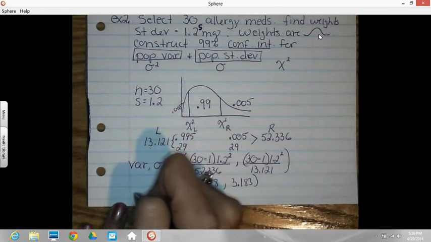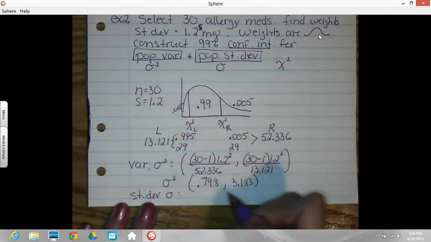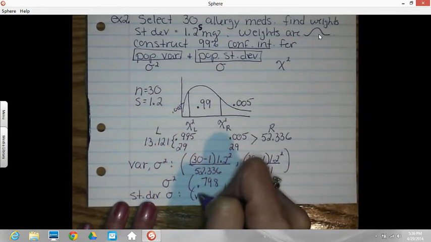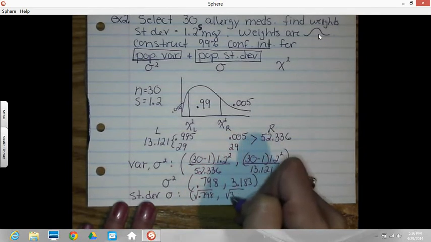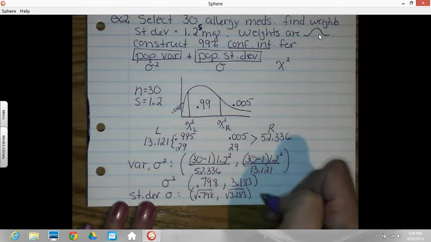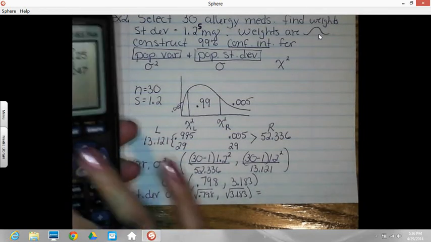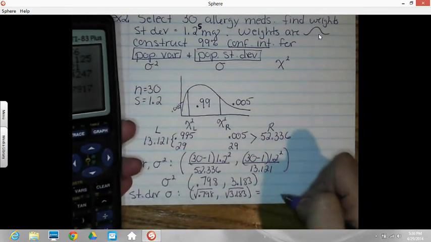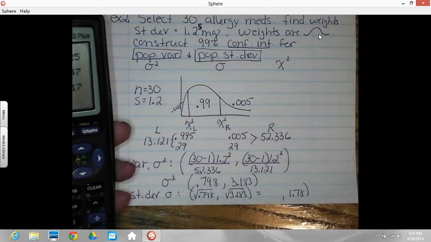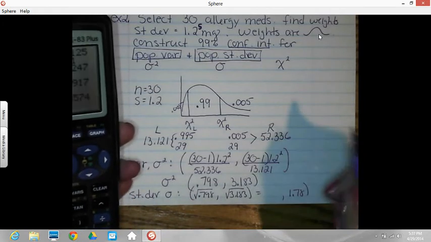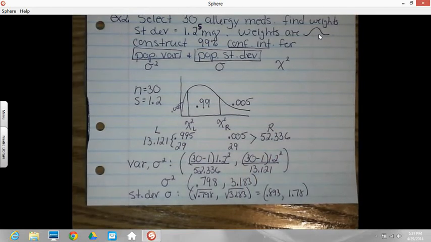And then to get the standard deviation, not like we have to go through the whole thing again, we're just going to take the square root of both of those answers. And let's see, I can get this one, square root of that answer, 1.78, and then the square root of 0.798. Okay, not a bad process.